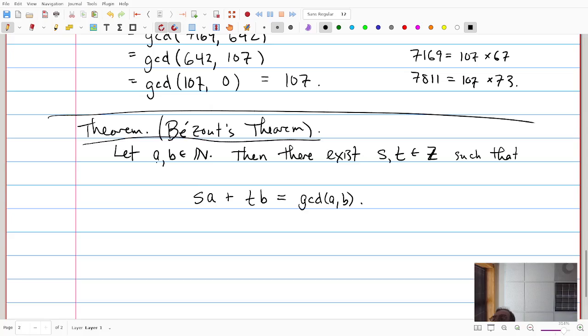We don't have enough time to finish the proof. I will prove this next time. So what we'll do next time, we will actually prove this. The proof, interestingly, doesn't really tell us how to find S and T. It just shows they must exist. Kind of unsatisfactory, but then we're going to talk about how you can actually find S and T.